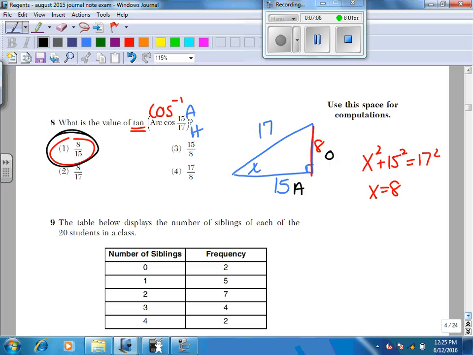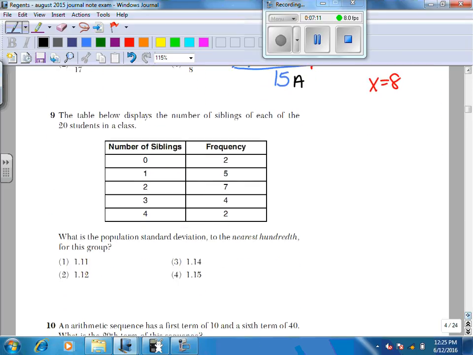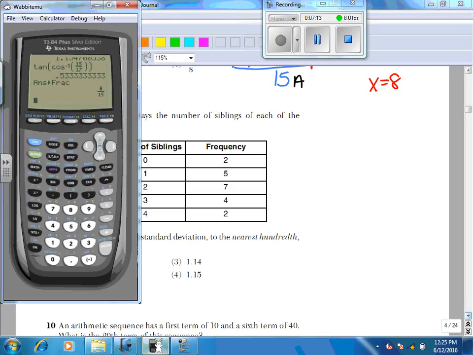Number 9, we have a table. What is the population standard deviation to the nearest hundredth? This is all calculator work. Take your calculator, go to stat, go to edit, clear out anything that's in there. Enter the two lists. Make sure you don't make any mistakes. Go back to stat, over to calc, one var stats. I have data in list 1 but also in list 2, so I need to have those both filled in. Press enter.